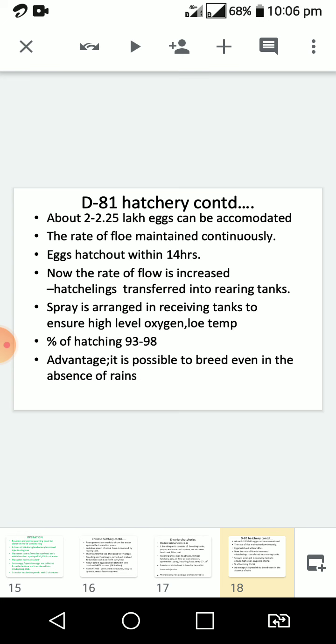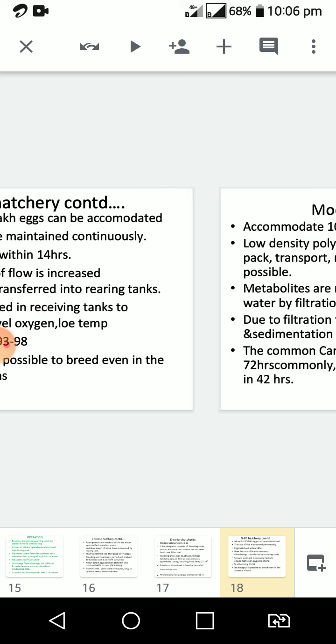About this hatchery, breeding is possible even in the absence of rains. So this is also one of the advantages of this hatchery.